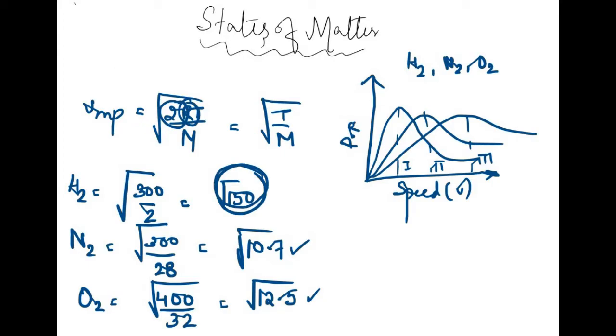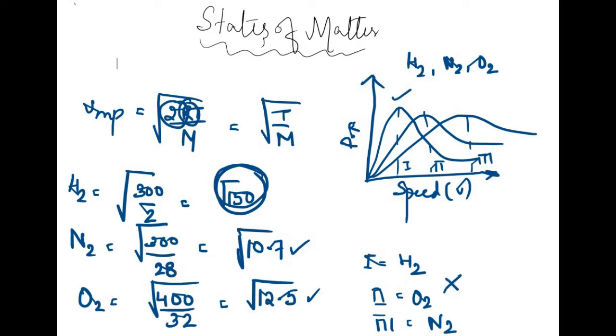So the highest value as per the graph would be this one, 1. So 1 would be hydrogen. Then 2 would be oxygen and 3 would be nitrogen. This should be my correct answer. So 1 should come out to be hydrogen, 2 should come out to be oxygen, and 3 should come out to be nitrogen. Now you might mark this answer, but this will be wrong.